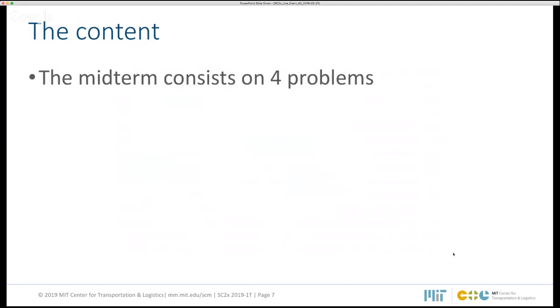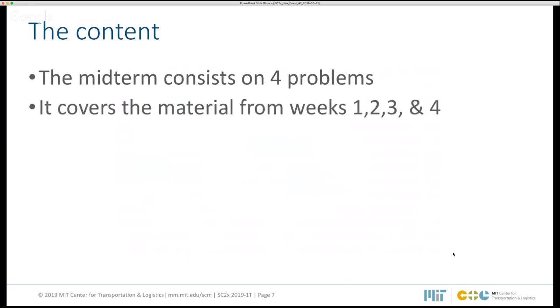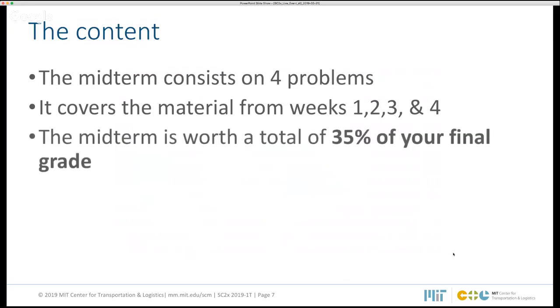The exam will consist of 4 problems. All the problems will have exactly the same weight. The exam will cover the material from weeks 1 through 4. So from week 1, 2, 3, and 4. We are not considering the content that was released in week 5, only from week 1 to week 4. As you might know, the midterm exam is worth a total of 35% of your final grade. So that's an important piece of your final grade. Make sure that you are prepared and you allocate the right amount of time to do this exam.